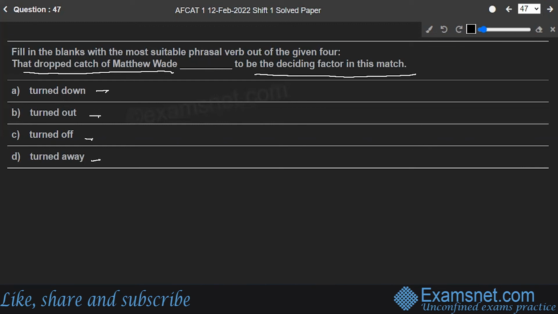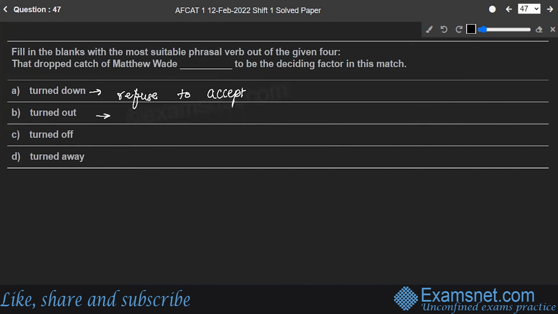So let's see what you mean by turn down over here. See the turn down, where you are turning down something. When you're turning something down, it's going in a negative way. When you refuse to accept or agree to something, you can say turn down. When you refuse to accept something.